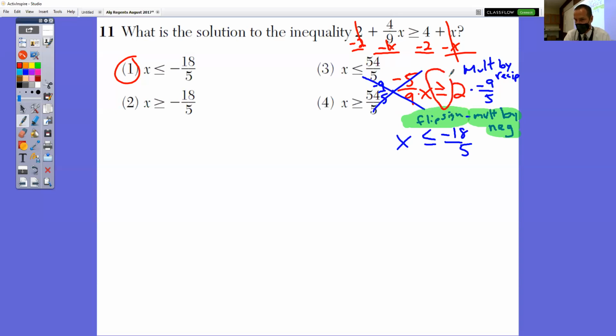Notice that my greater than or equal to changes into a less than or equal to, because you have to flip the sign when you multiply or divide by a negative number. If you were using decimals, you might have to change these fractions into decimals to see which one is the equal decimal to that. It's really negative 3.6, if you change it to a decimal.